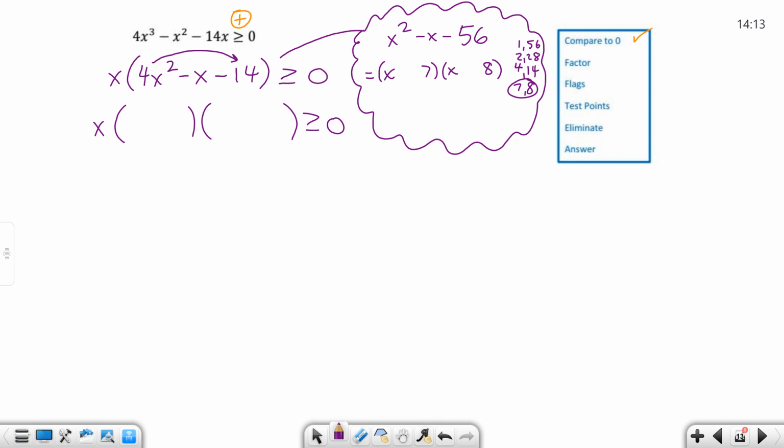And the signs are different. I don't mean those. I know those are the same. That's not what I'm talking about. They're different because the only way to get a negative 56 is to have a plus and a minus or a minus and a plus.